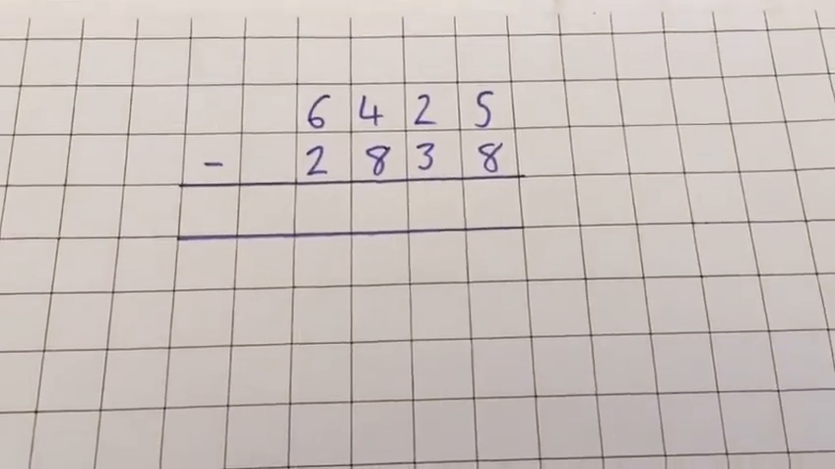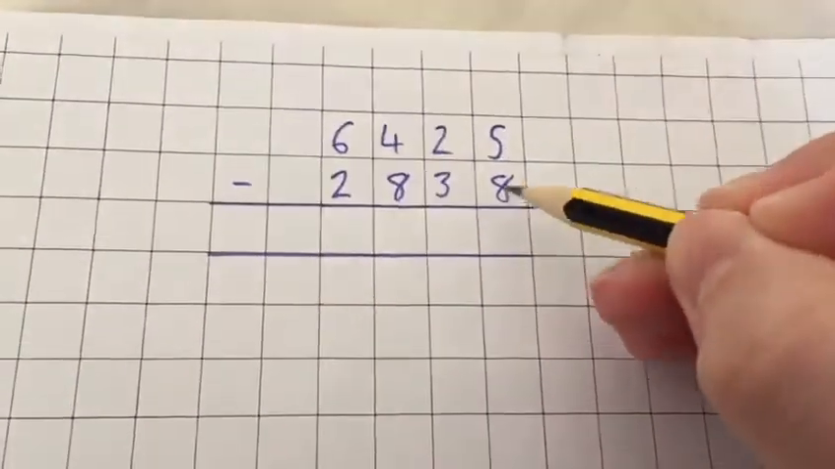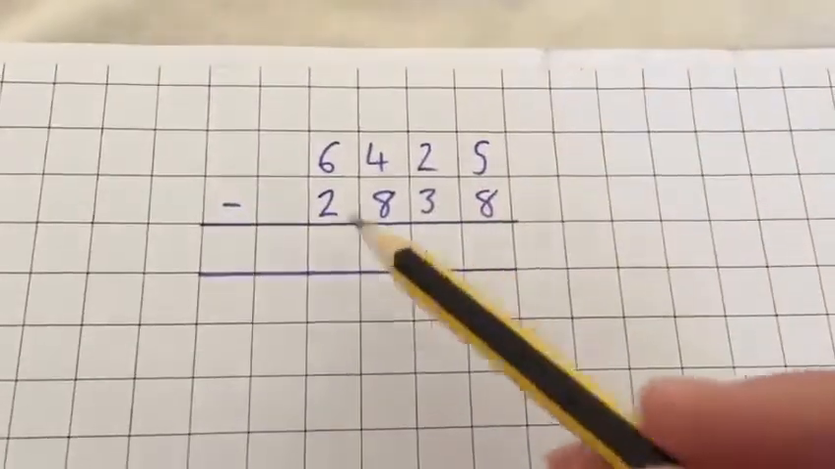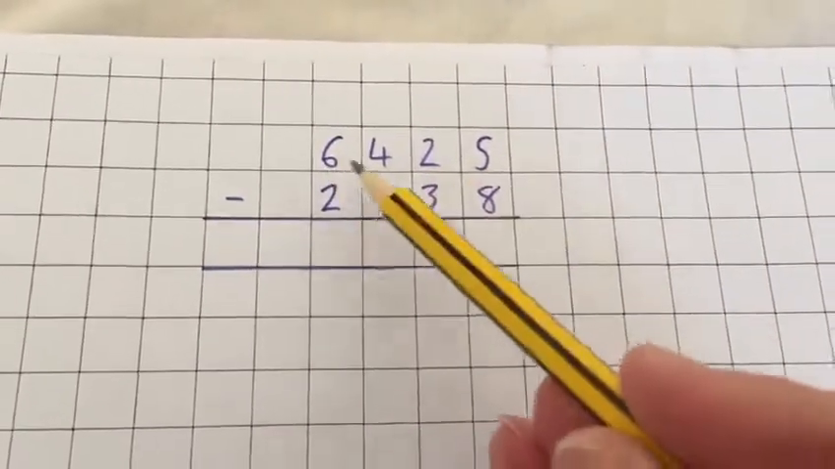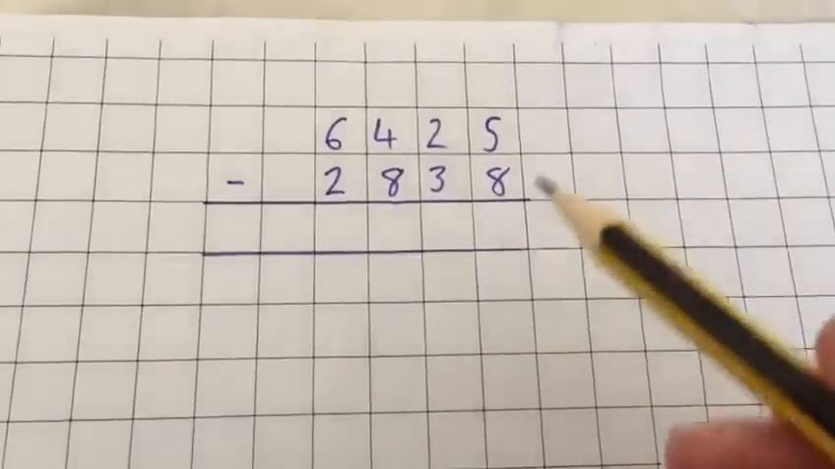This time it's going to be column subtraction. The first step again is making sure we've lined our numbers up accurately in the correct columns, but also checking that the highest number is on the top line. If we don't put the highest number on the top line, then the process won't work correctly.